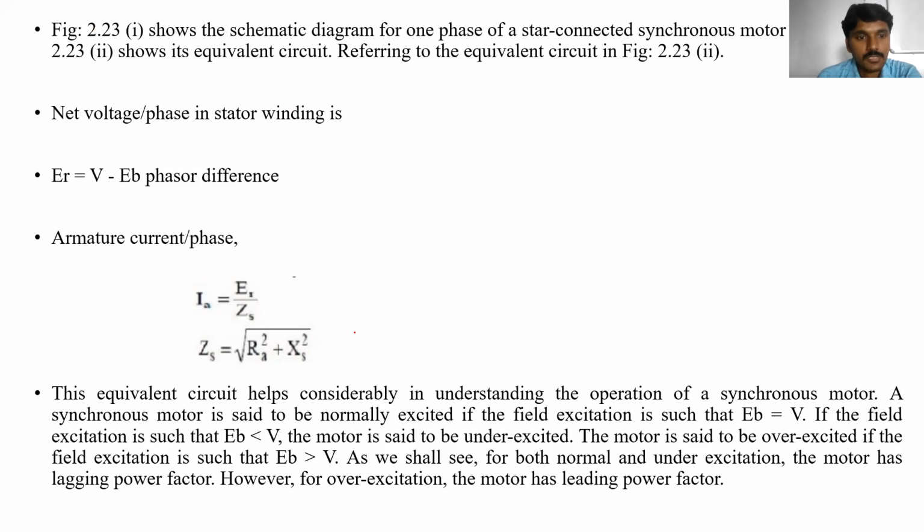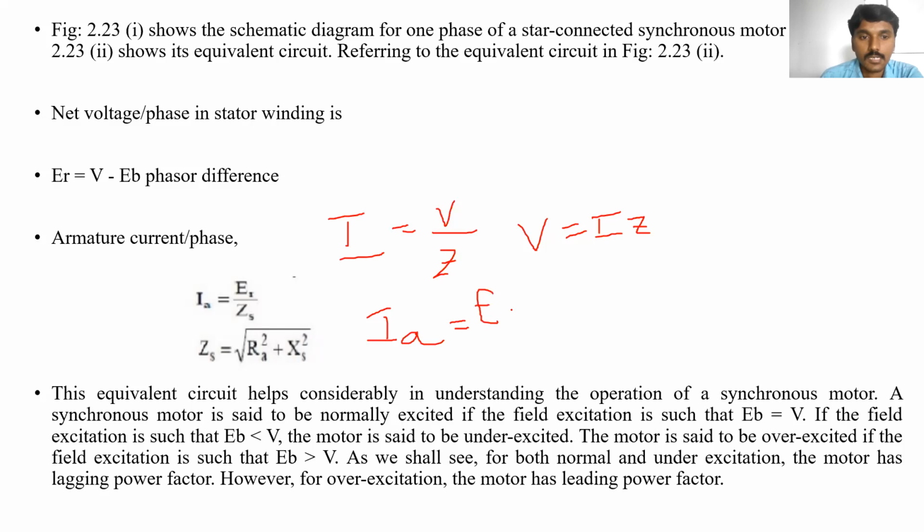The armature current per phase IA is equal to the resultant voltage divided by the impedance. We know the formula I is equal to V by Z, or V is equal to IZ. Using this relation, V is the resultant voltage represented by ER, so IA is equal to ER divided by the synchronous impedance ZS. ER is the resultant voltage and ZS is the synchronous impedance. Using this formula, we can easily find the armature current.